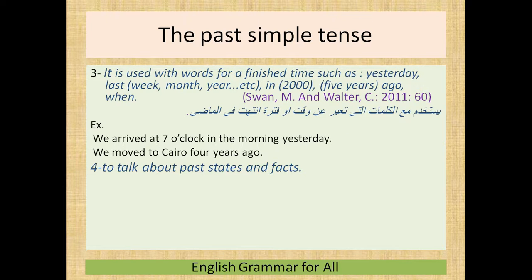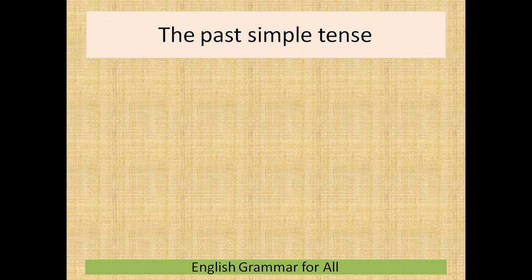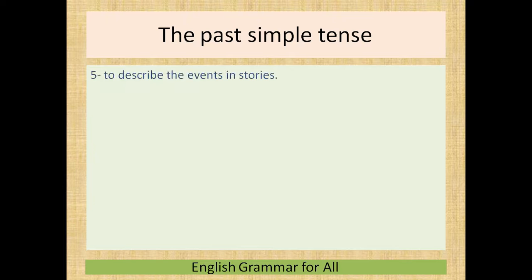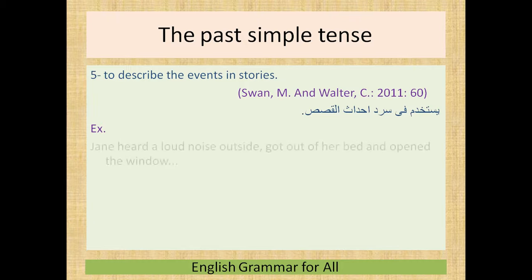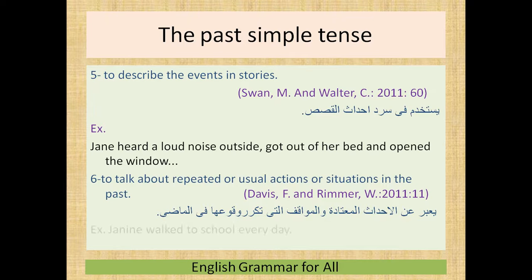The past simple tense is also used to talk about past states and facts. For example, millions of Europeans immigrated to America in the 19th century. The past simple tense is also used to describe the events in stories. For example, Jane heard a loud noise outside, got out of her bed and opened the window. Another use for the past simple tense is for repeated or usual actions or situations in the past. Take this sentence, for example: Janine walked to school every day.